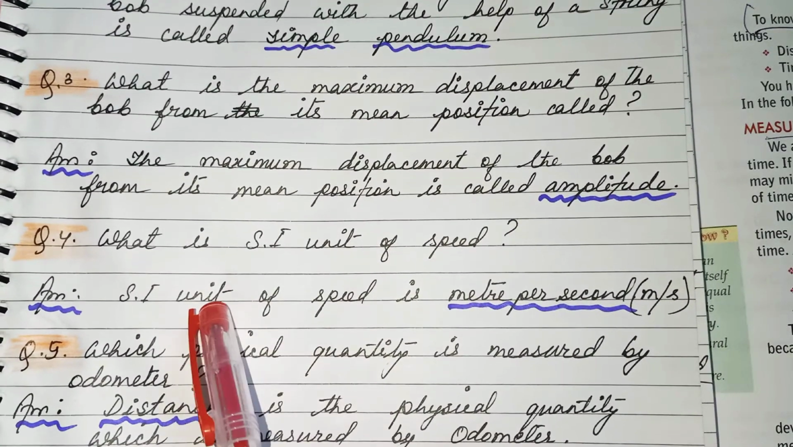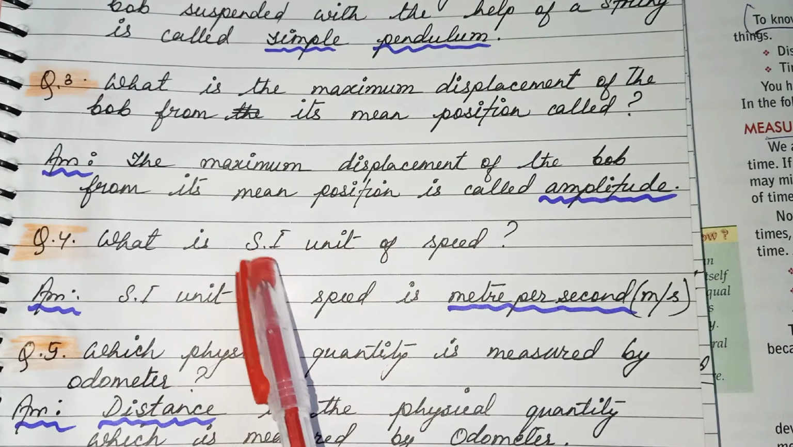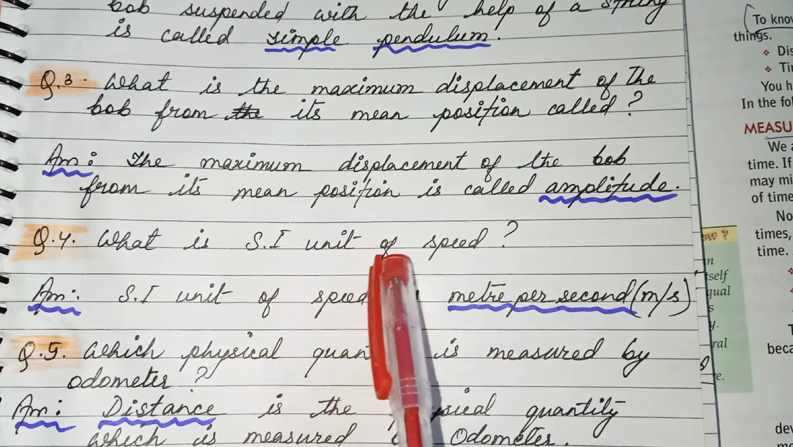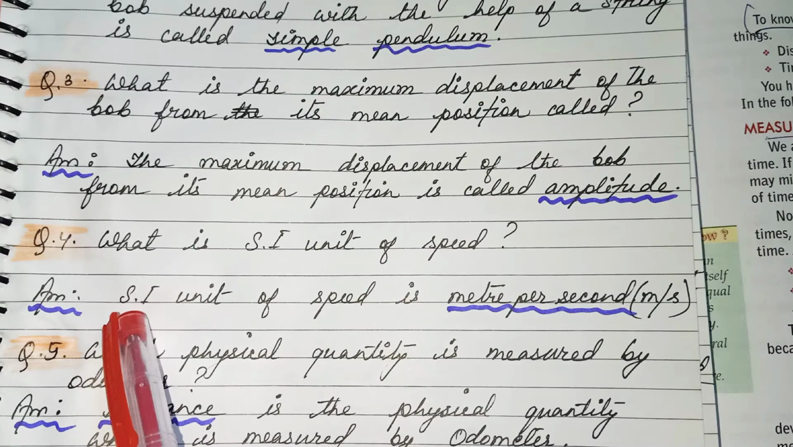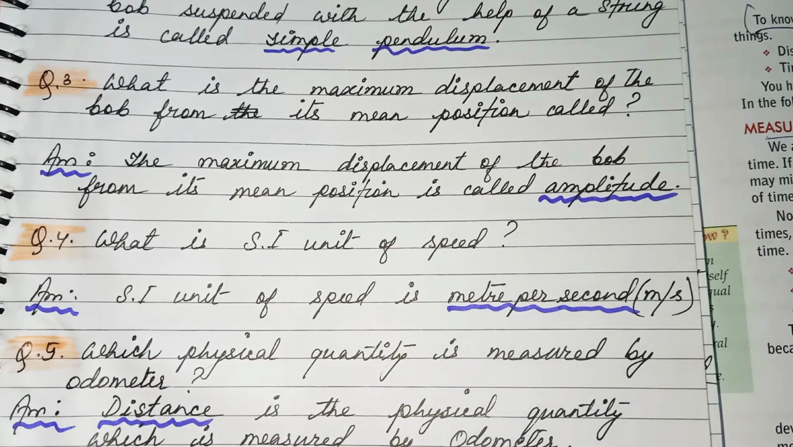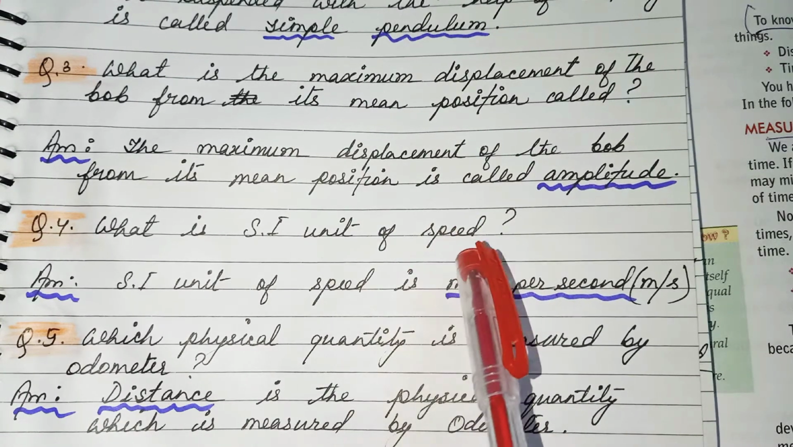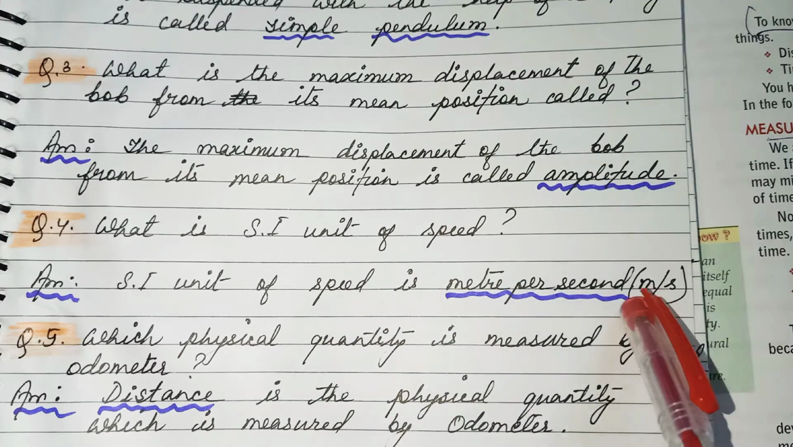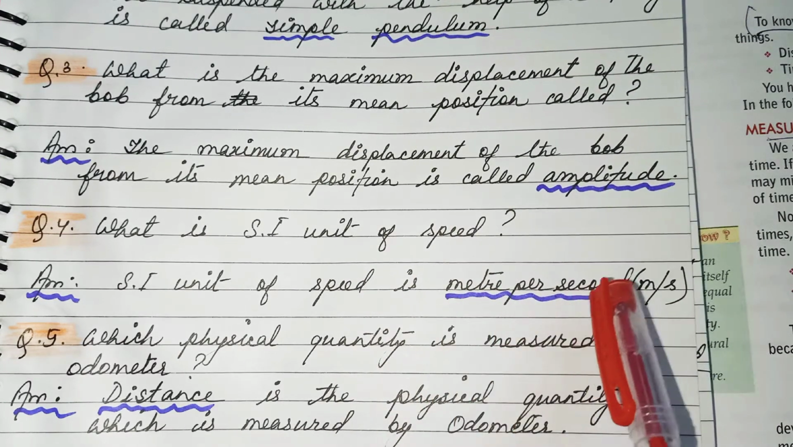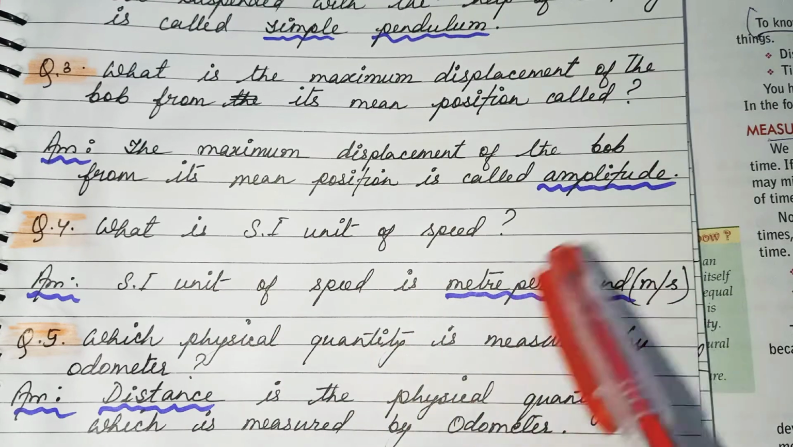Then question number 4. What is the SI unit of speed? SI means International Standard Unit. So here it is asking the International Standard Unit of speed. The standard SI unit of speed is meter per second. Because speed is equal to distance traveled divided by time taken. So the unit of distance is meter and the unit of time is second. Therefore the SI unit of speed is meter per second.